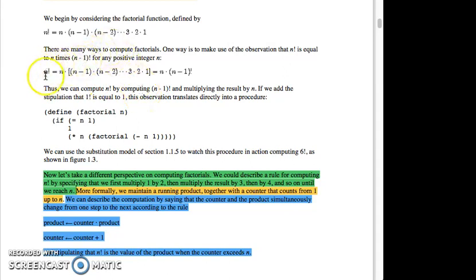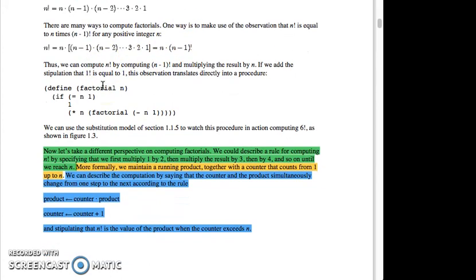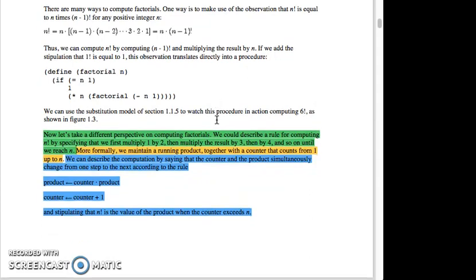So, n factorial is equal to n times n minus 1 times n minus 2 times 3 times 2 times 1, which is equal to n times n minus 1 factorial. Thus, we can compute n factorial by computing n minus 1 factorial and multiplying the result by n. If we add the stipulation that 1 factorial is equal to 1, this observation translates directly into a procedure.